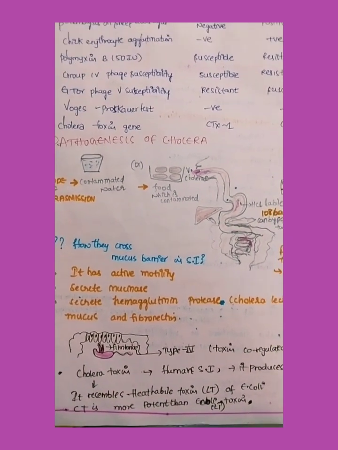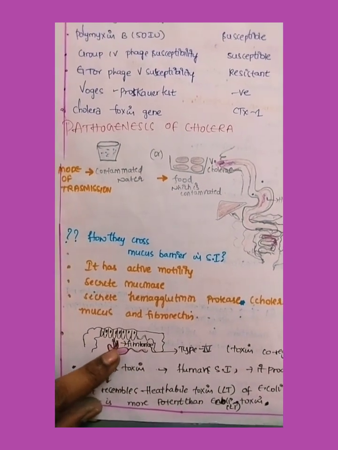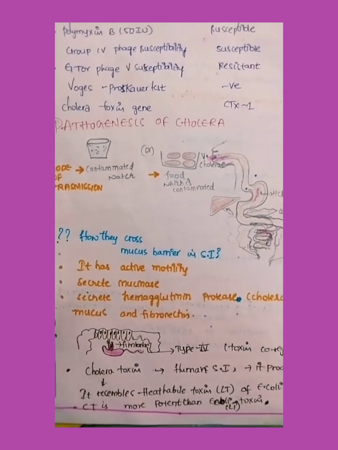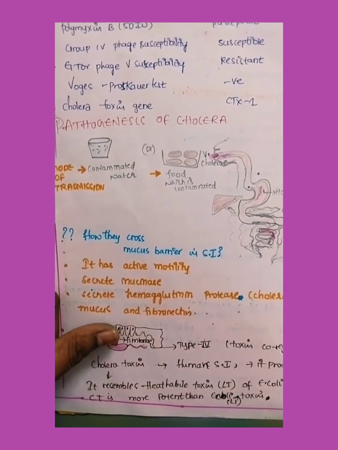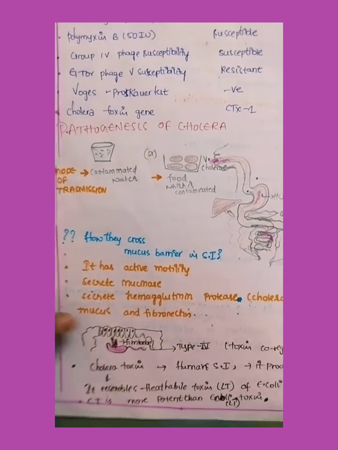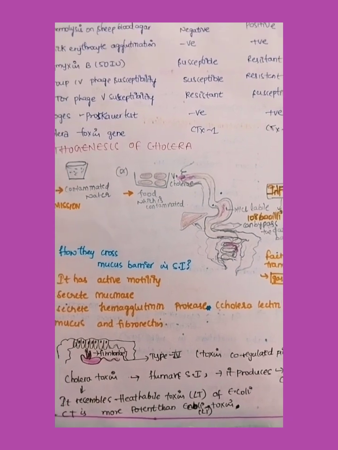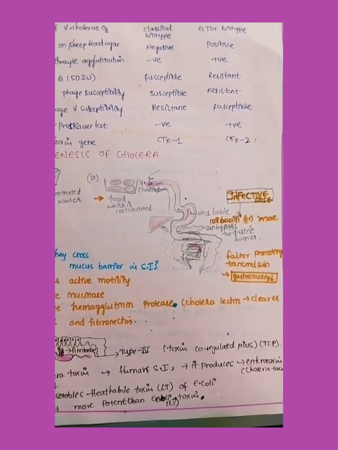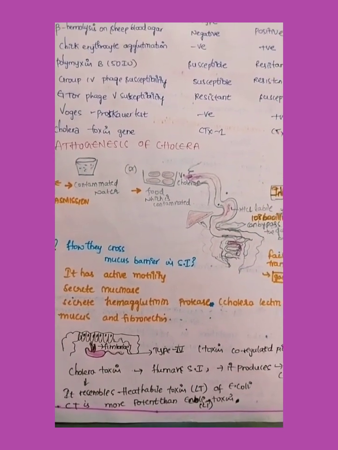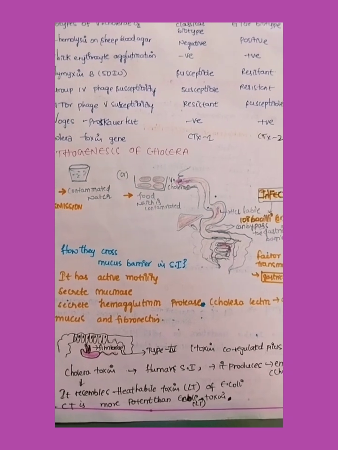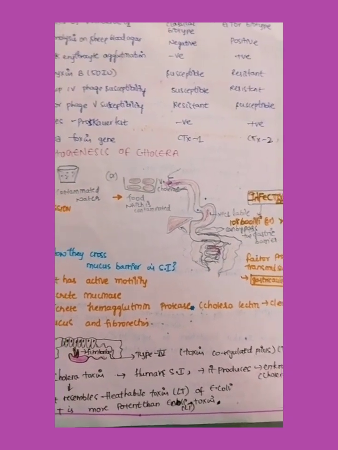Here you see this pink one is Vibrio cholerae, and this is the fimbriae. Through this fimbriae, it attaches to the epithelium of the small intestine. This fimbriae is the type 4 toxin co-regulated pilus. It enters the human small intestine and produces the enterotoxin. We call this enterotoxin cholera toxin.